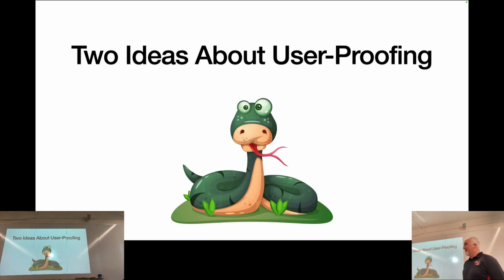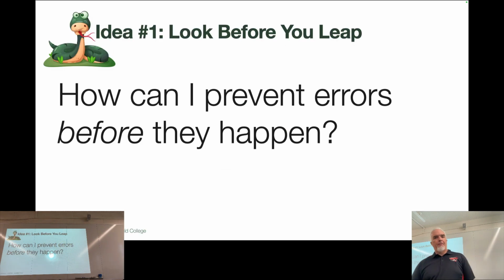So there are basically two ideas about user-proofing your code, or error handling. The first idea is called look before you leap. Look before you leap asks the question: how can I prevent errors before they happen? Now, we've done a little bit of this, right?